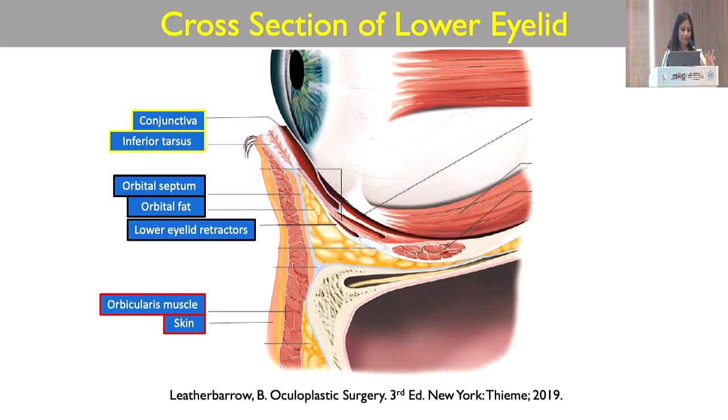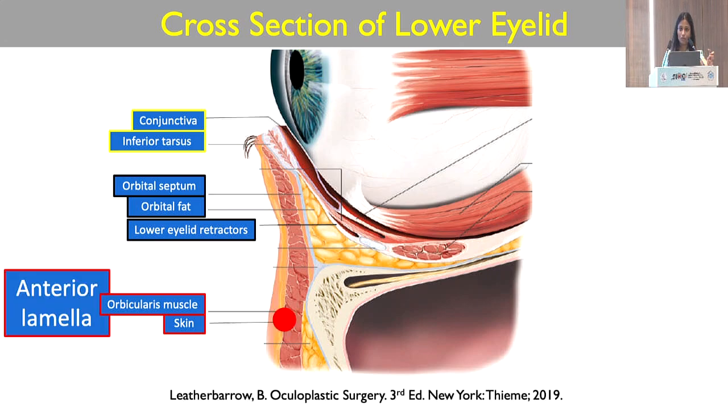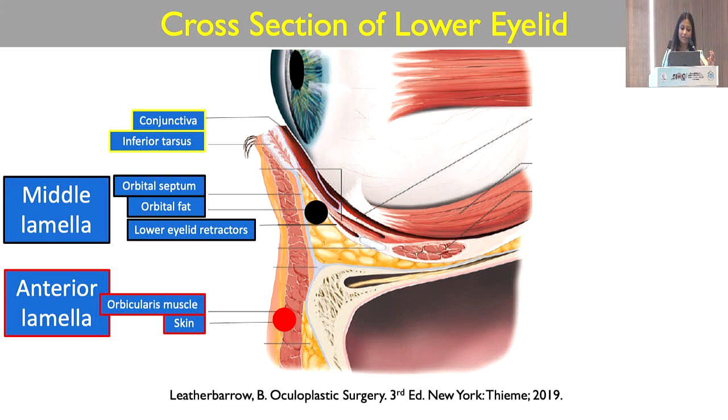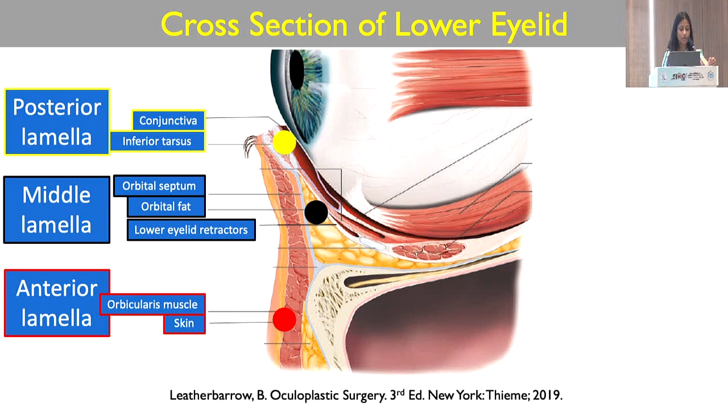Briefly, this is the cross-section of the lower eyelid. As we know, it is made up of 3 lamellae. The anterior lamella is made up of the orbicularis muscle and skin. The middle lamella is made up of the orbital septum, orbital fat, and lower lid retractors. And the posterior lamella is made up of the conjunctiva and the inferior tarsus. It is extremely important to understand which part of which lamella is actually involved in any malposition so that we can adequately address it.